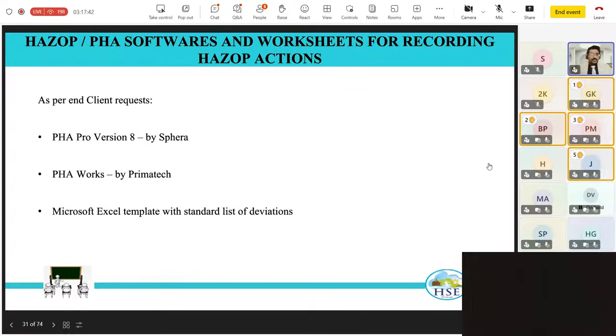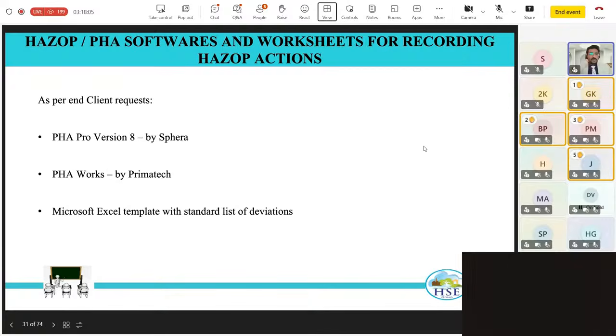Next, these are the typical software we use in the industry, as per the insistence or request of the client. One is PHA-Pro version 8. I think there's a new version now. This is by Sphera. And then PHA-Works is by Primatech. Essentially, it is the older version, which maybe 10, 15 years back we used. There are several clients who use PHA-Works even today.